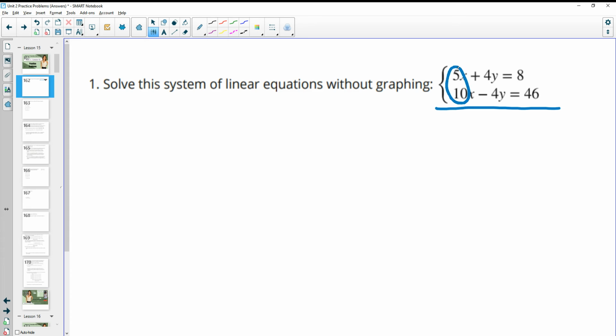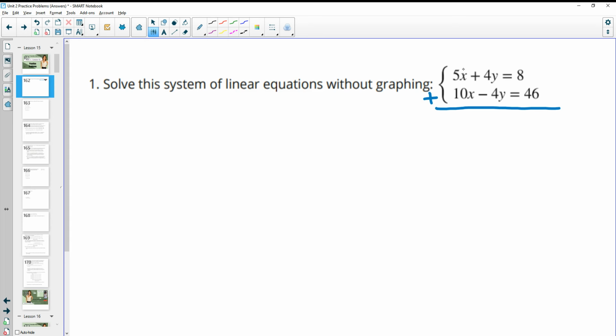So in this case, we're looking at the 5 and 10 to see if they're the same number or if they're opposites, which they aren't. So then if we look here at the number in front of the y, it's a 4 and a -4. So since those two numbers are opposite numbers of each other, we're going to add these two equations together because those will add to 0.